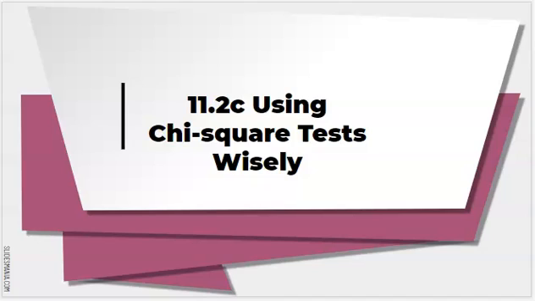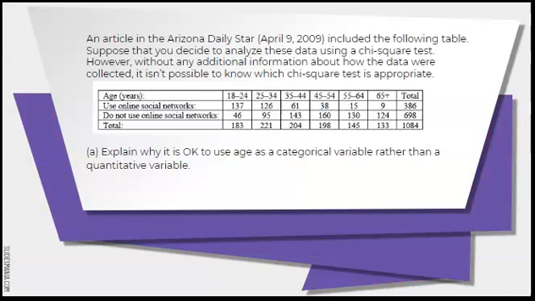In the last section of Chapter 11, we're going to look at some general ideas about how to use chi-squared tests wisely. All right, an article in the Arizona Daily Star in 2009 included the following table. Suppose that you decide to analyze these data using a chi-squared test. However, without any additional information about how the data is collected, it is impossible to know which chi-squared test is appropriate. So let's look at this.